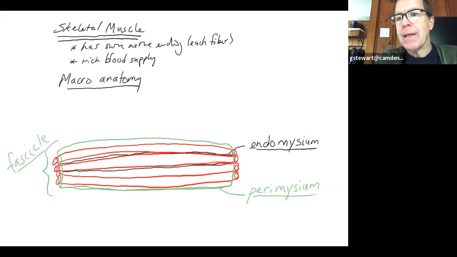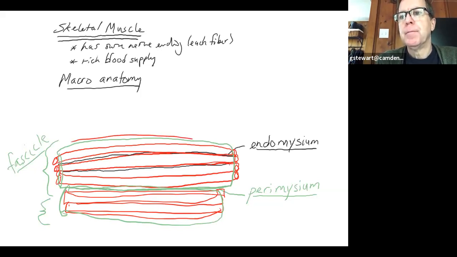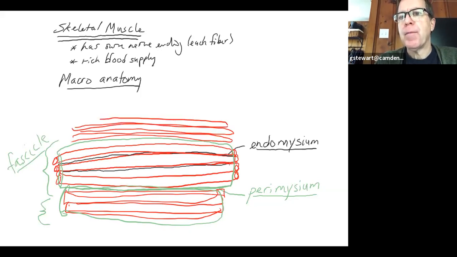Now, I'll draw quickly so it'll be a little messy. I drew one fascicle, now I'm going to make another fascicle here that's wrapped in another perimysium. So here's another fascicle, and I'll make another one up here. These are individual muscle fibers that are wrapped in endomysium. Now I'm going to wrap them in perimysium. I've made 3 fascicles. Here's another one.